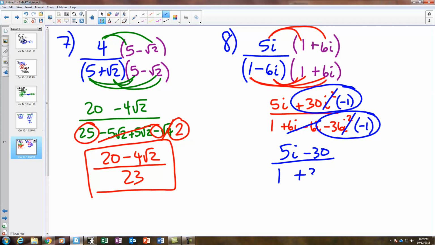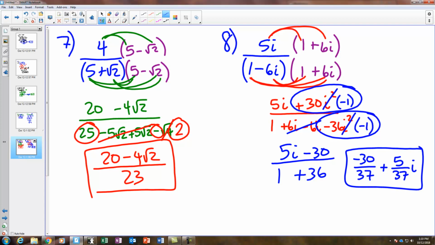That's positive 36. So as I'm going to clean this up the last little bit, keep in mind we like to put the real numbers first, and the imaginary numbers we like to keep them separate. So I'm going to do -30 over 37, because 1 plus 36 is 37, plus 5 over 37, and I stick the i out to the side. That's the preferred, best way to write it. If you write -30 plus 5i over 37, it's okay. I'm not going to mark it wrong, but it is avoiding the better version.